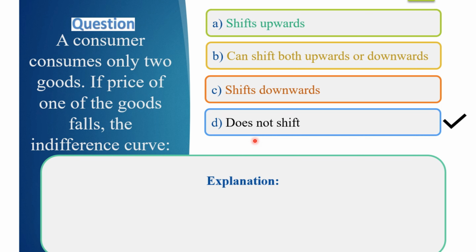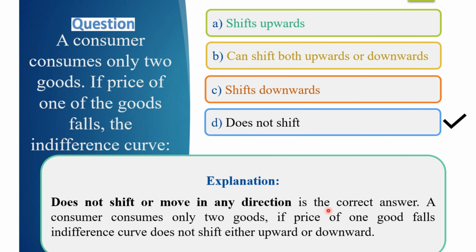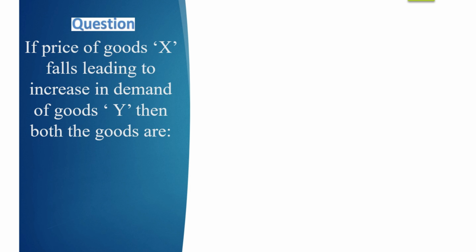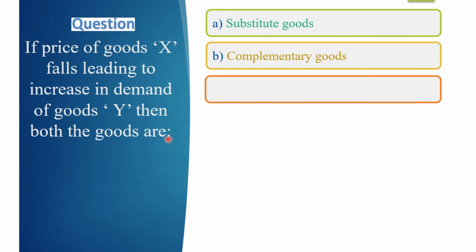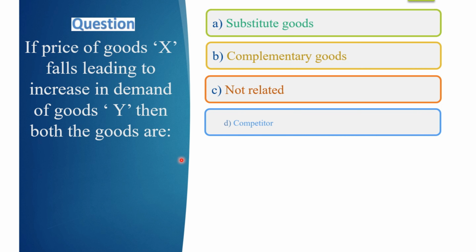Does not shift or move in any direction is the correct answer, because a consumer consumes only 2 goods. If the price of one good falls, the indifference curve does not shift either upward or downward. Our next question is, if price of good X falls leading to increase in demand of good Y, then both the goods are option number 1, substitute goods, option 2, complementary goods, option number 3, not related goods, or option number 4, competitor goods. And the correct answer is option number B, complementary goods.